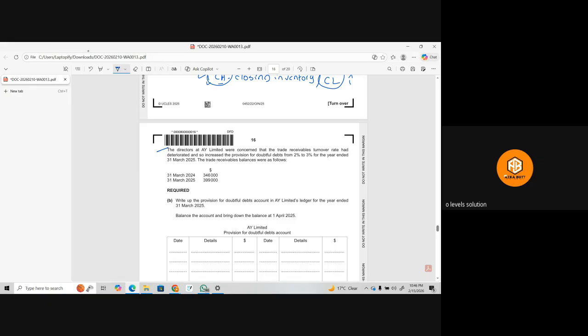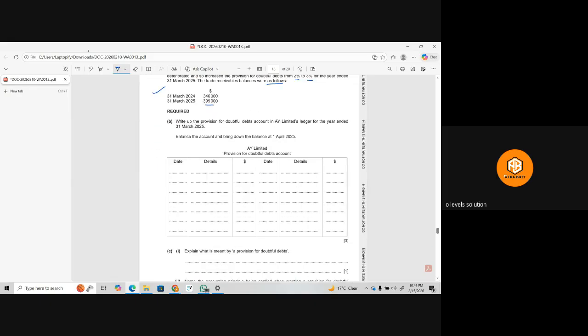Then we have the next question. They are saying that directors of AY Limited were concerned that the trade receivable turnover rate had deteriorated and so increased the provision for doubtful debts from 2 to 3% for the year ended 31st March. The trade receivable balances were as follows. This is trade receivable for 2024. This is for 2025. Write up the provision for doubtful debt account in AY Limited's ledger. Balance the account at 1st April 2025.